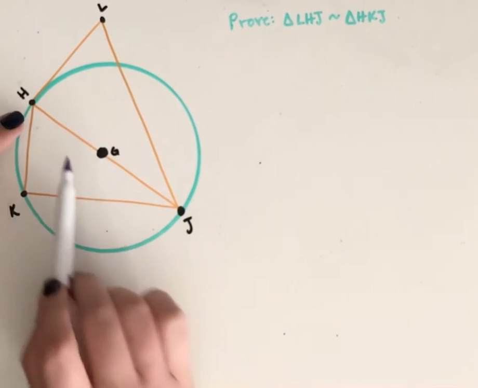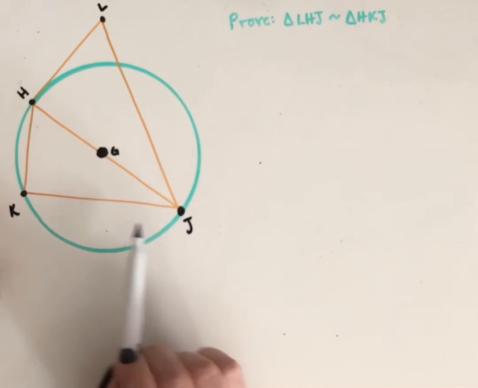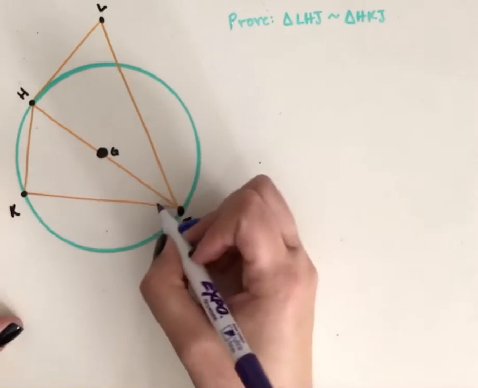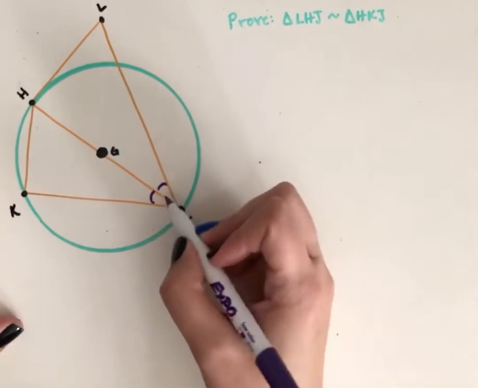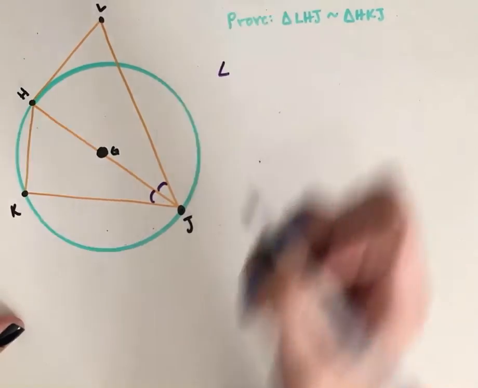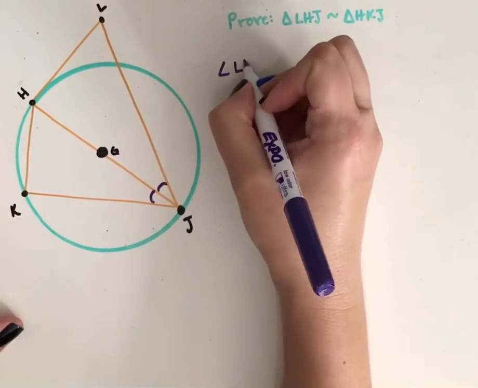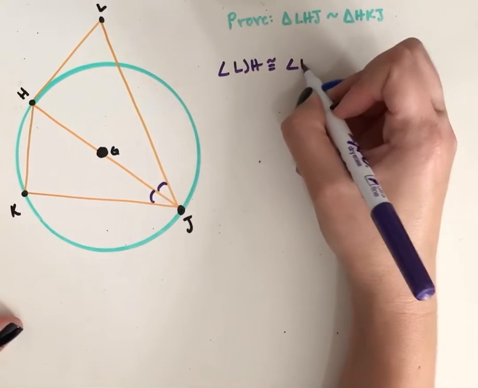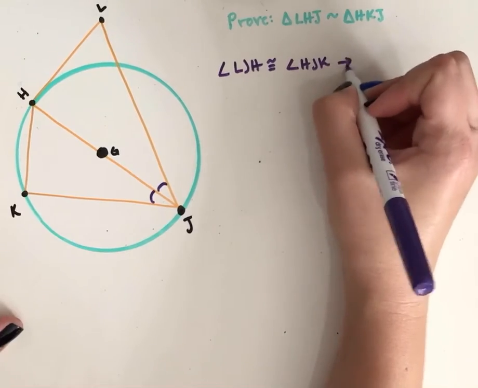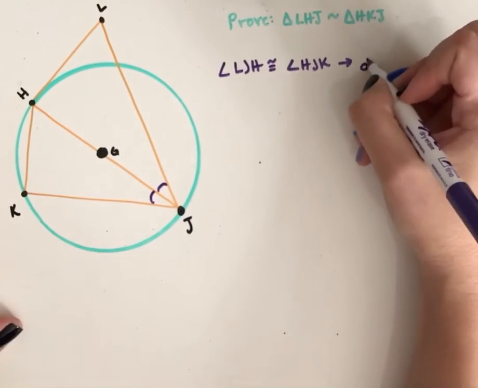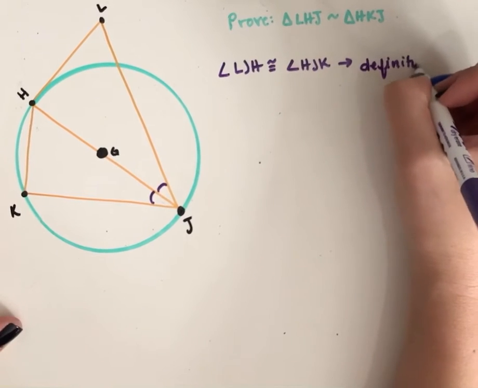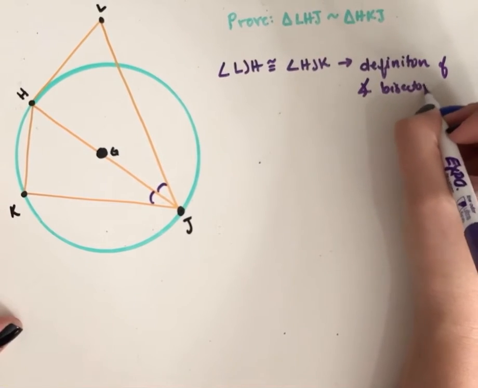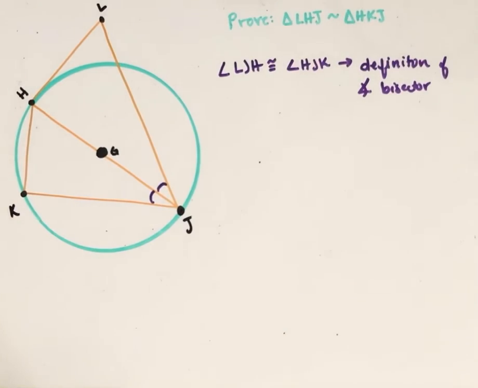So we were given, first of all, that HJ bisects angle KJL. Because this larger angle was bisected, that means I have two congruent angles here. So I'm going to start with that after my given. Angle LJH is congruent to angle, say, HJK. And the reason is something about there being an angle bisector or a definition of angle bisector. Okay, so I have one set of angles here that are congruent.